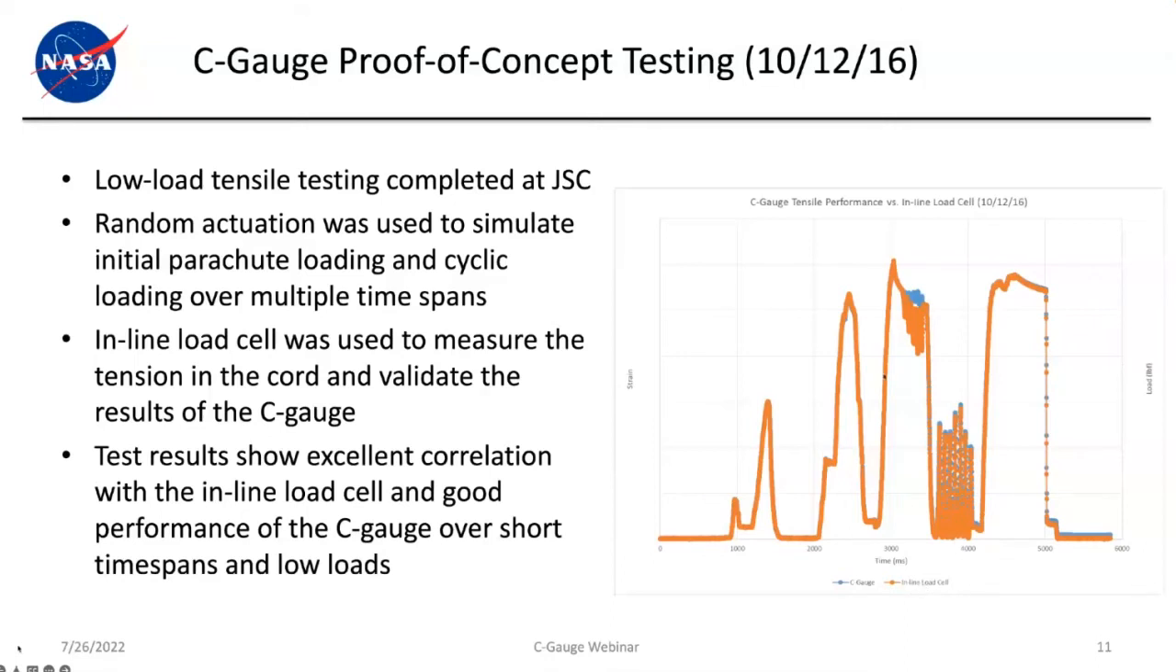You can see that we've plotted the inline load cell on top of the blue C gauge output, and you can see that we very nicely match the peaks. We have a couple little outliers here in a couple spots. We didn't really dig too deep into that, may have had a little slippage, but in general, we had outstanding matches over the length of this test.